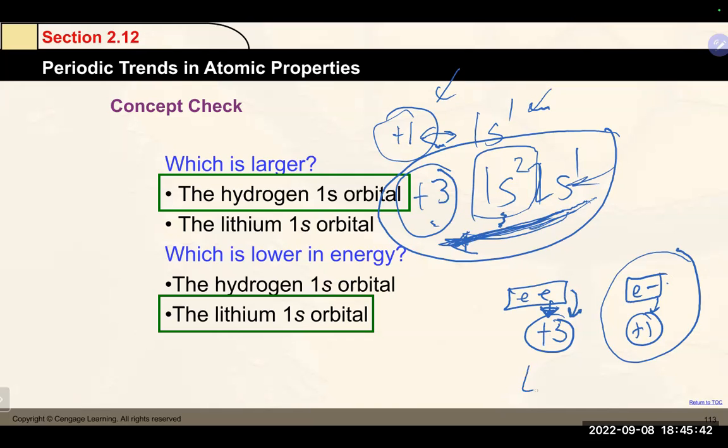Because the lithium gets pulled in closer to the nucleus, that's going to make everybody pull in tighter, and overall the size is going to be smaller. As for the actual energy of those 1s orbitals, the lithium is going to be pulled closer to the nucleus than the hydrogen because of the +3 versus +1 charge.